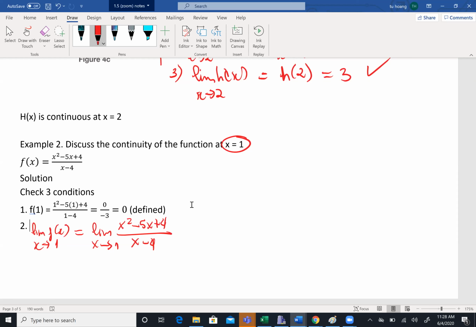Okay, so remember that the first step for this, we always have to direct substitute in to get the limit. So when you direct substitute, it should be exactly the same as plugging 1 into the function. I have 5 times 1 plus 4 over 1 minus 4, and I still get 0.